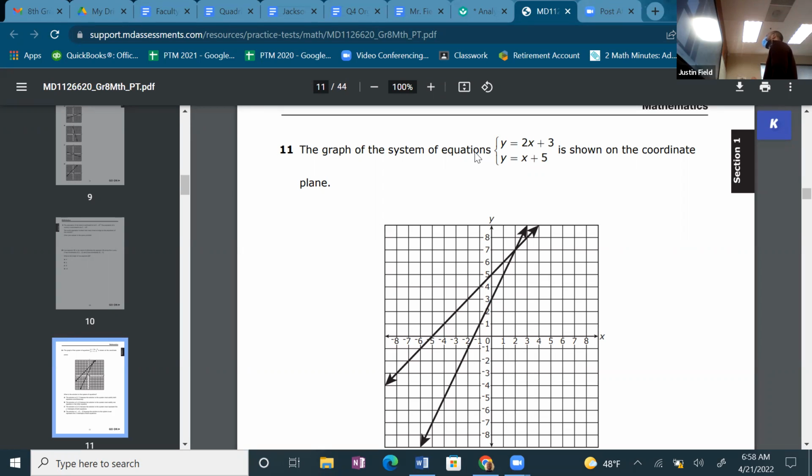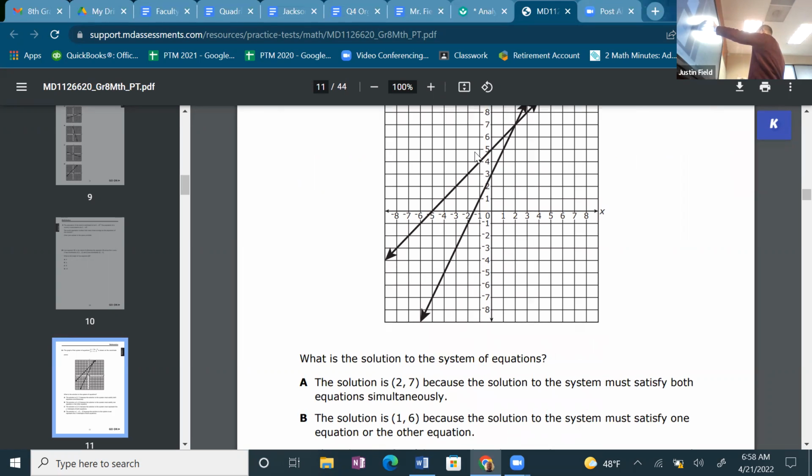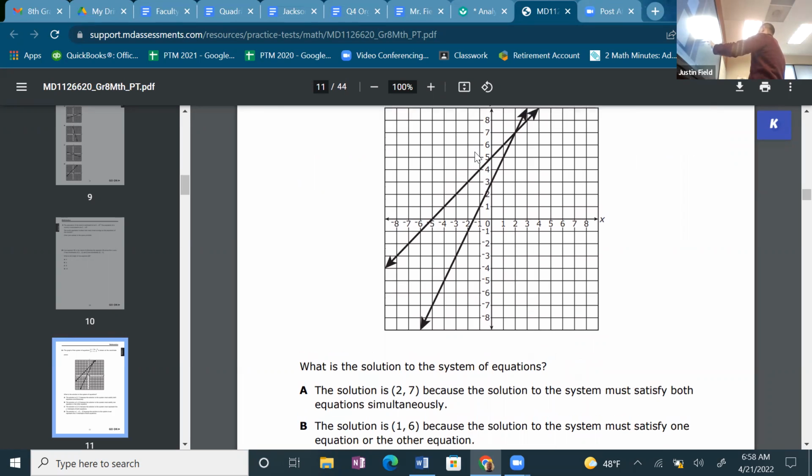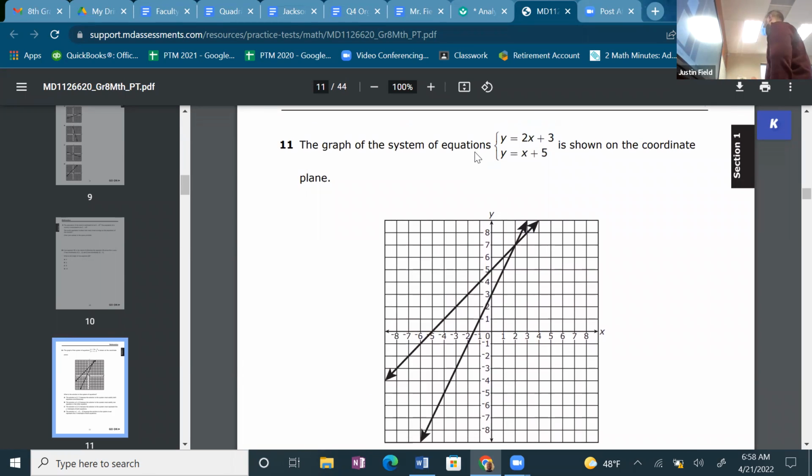Oh, the graph of this is a system of equations problem. In 8th grade, you have to be able to solve a system by graphing, substitution, and you have to know how many solutions it has. And so this one, they already graphed it for us. So what do they want to know? They want us to know what is the solution to the system of equations. Well, that is not a difficult question when the work is already done.